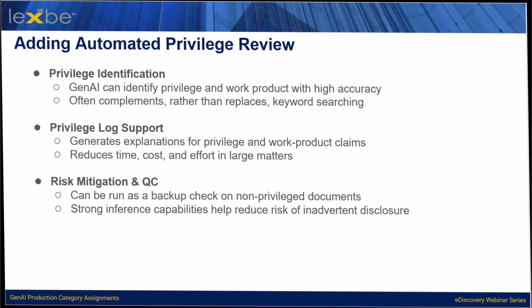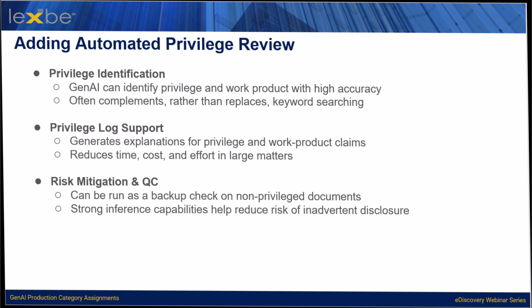Privilege can also be included in this process. GenAI can identify privilege in work product documents with high accuracy. On the one hand, using GenAI review to identify potentially privileged documents may not be as critical a part of the process, as simple keyword search likely identifies most privileged documents by focusing on the lawyer's name, email, or subject matter of the discussion. On the other hand, GenAI can provide other important functionality in privilege review beyond that provided by keyword searching and other technologies.